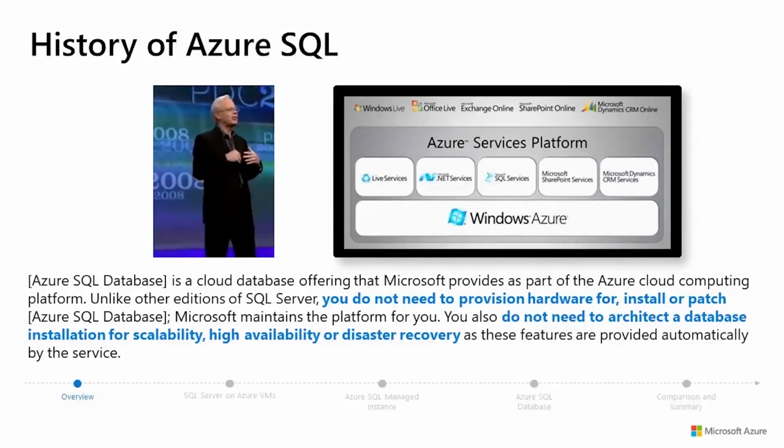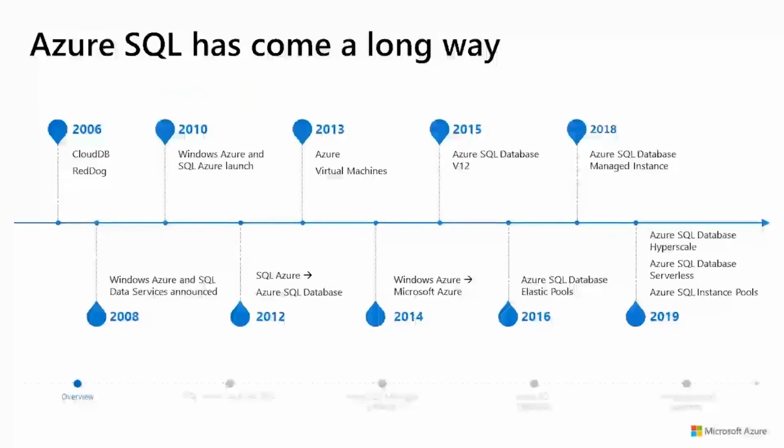I also found a blog post from around that time that was the how to choose or what to use when for Azure SQL Database at the time. You don't have to read all this, but really the highlight is that you do not need to provision hardware for, install, or patch Azure SQL Database, and you don't need to architect a database installation for scalability, high availability, or disaster recovery, as these features are provided automatically. I think this explanation remains valid today, though, of course, the capabilities around security, performance, and availability, as well as scale, have greatly been enhanced over the years.